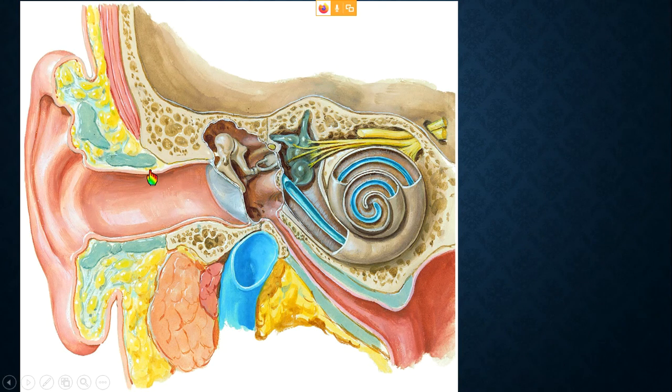Then what is the nerve supply of this? The roof and anterior wall are supplied by the auriculotemporal nerve. Then the floor and the posterior wall are supplied by the auricular branch of vagus nerve. It is also called the nerve of Alderman. Okay, so that is about the external ear.